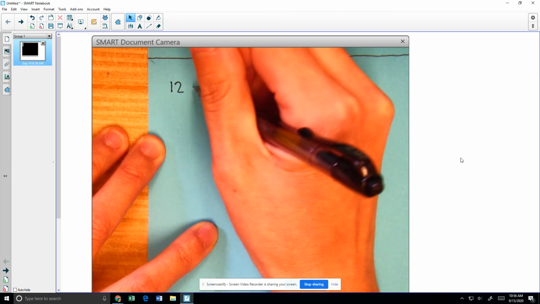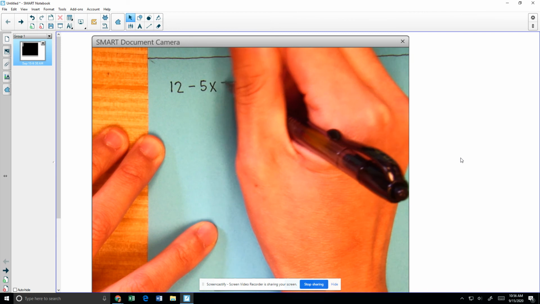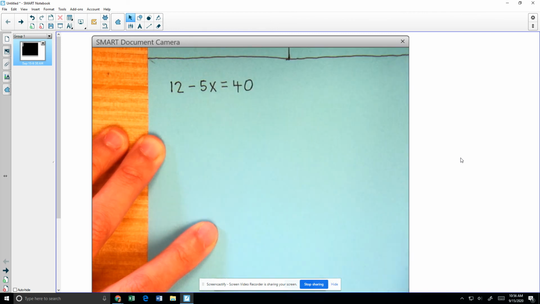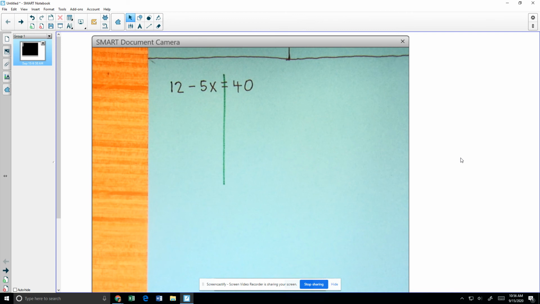12 minus 5x equals 40. Okay, someone that has not spoken yet. What's the first number to drop?